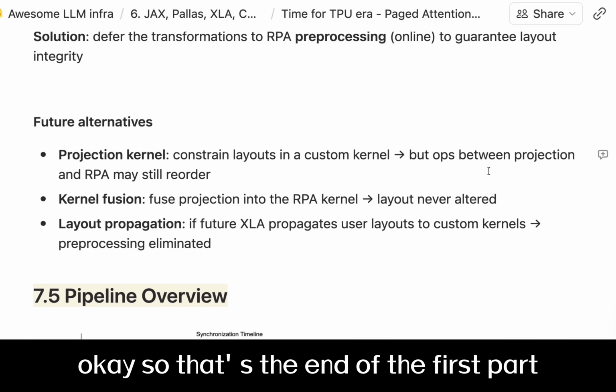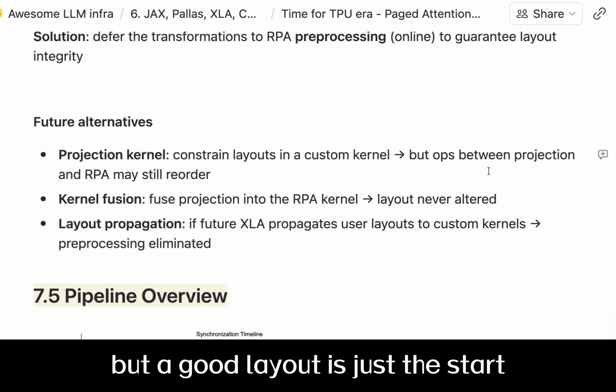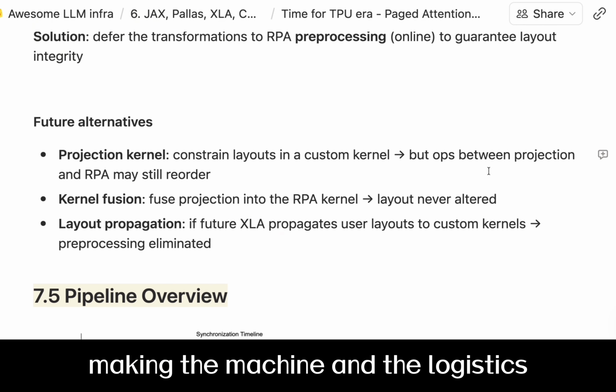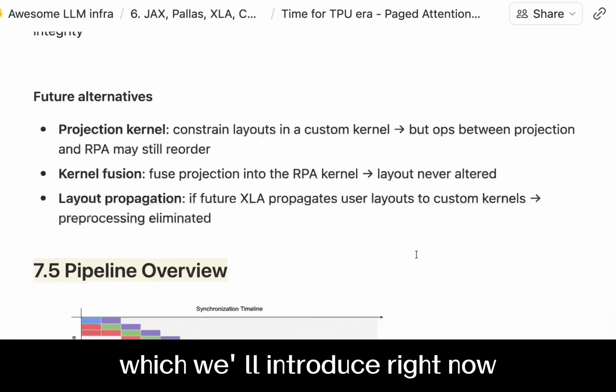Okay, so that's the end of the first part. Data shape and placement are all set, but a good layout is just the start. Making the machine and the logistics run without a single gap, that's the pipeline, which we'll introduce right now.